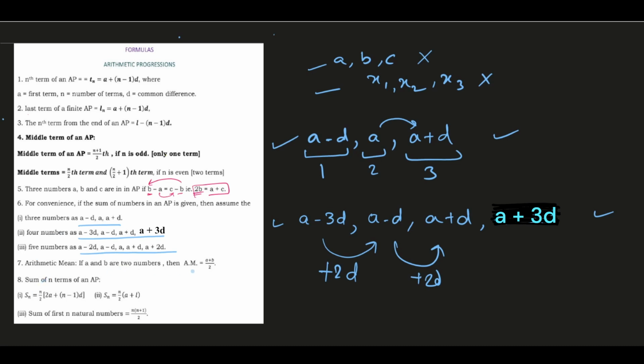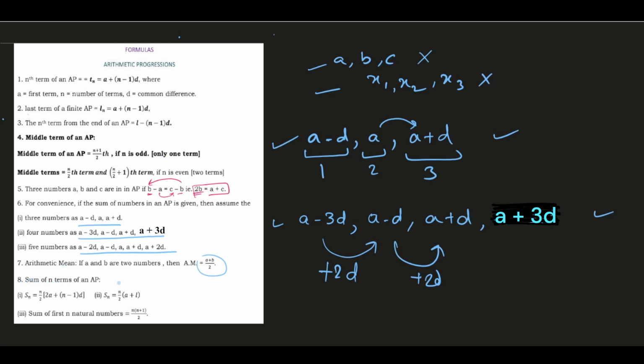Then the arithmetic mean is nothing but the average of the two terms. We simply know how to solve this. This is A plus B divided by 2, so nothing to focus on here.